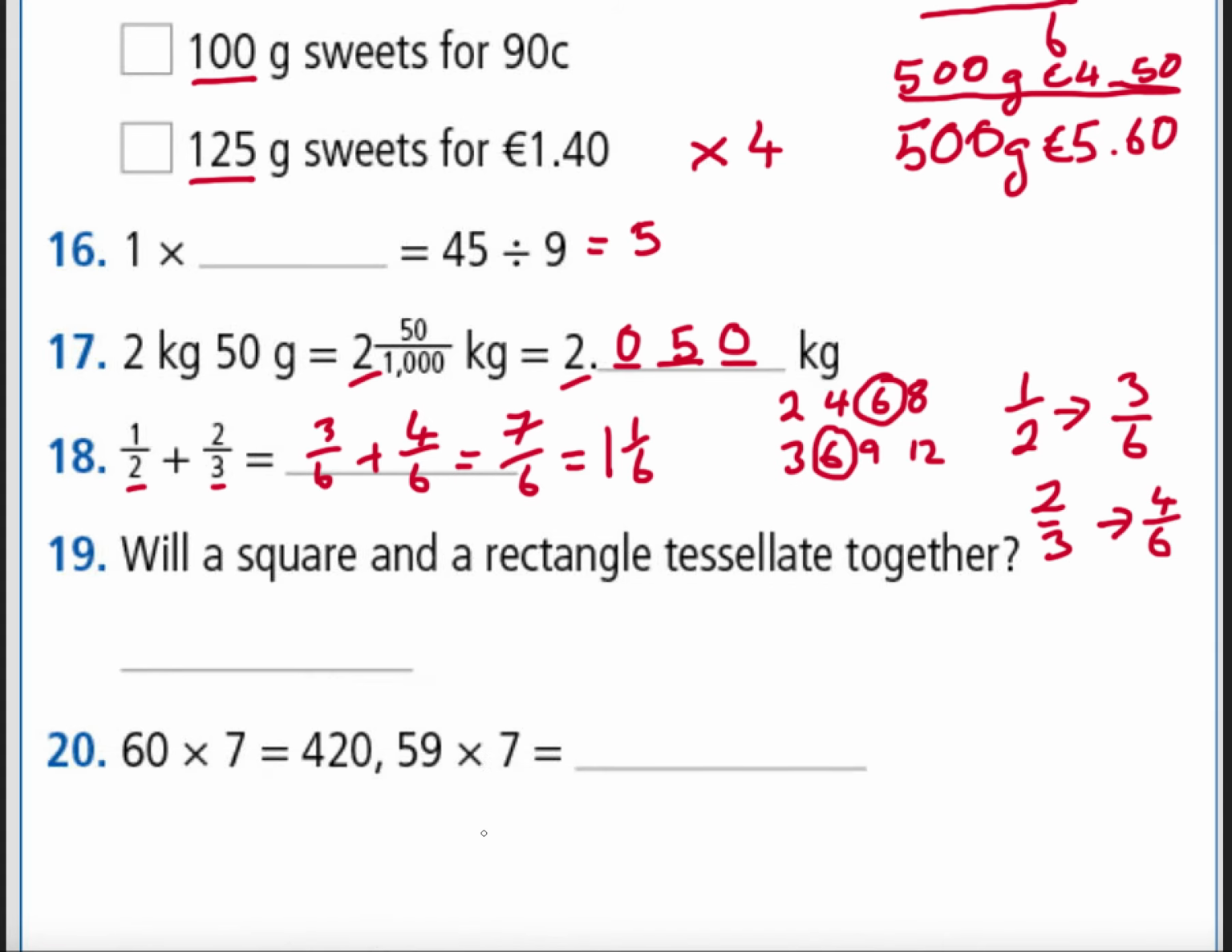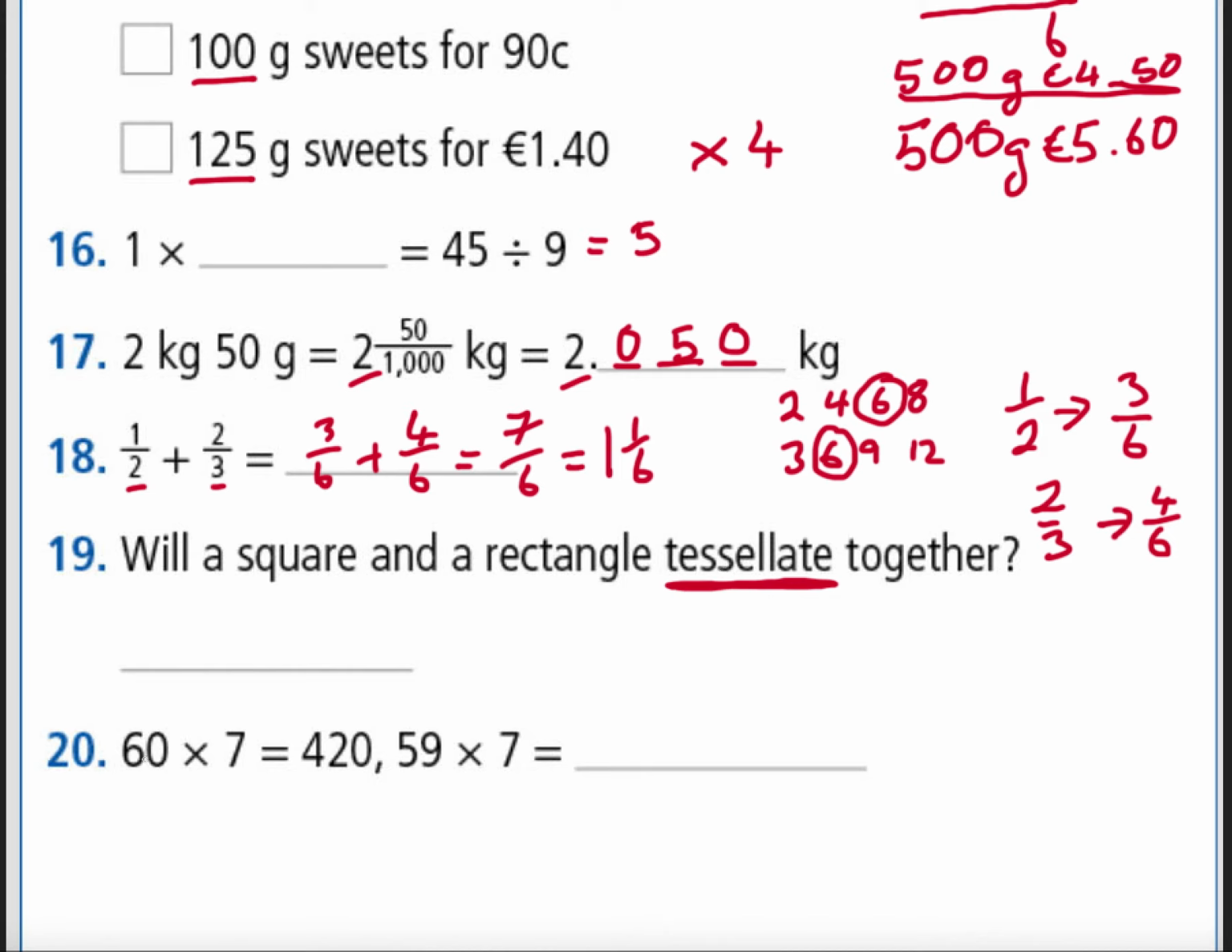Question 19, will a square and a rectangle tessellate together? Now remember, to tessellate, it's like having, will they work as tiles on a floor where you can put them together with no spaces in between?